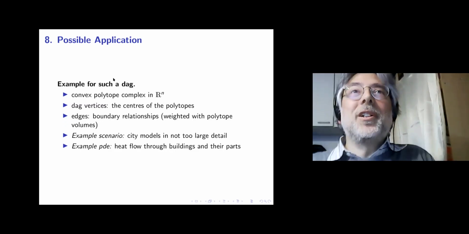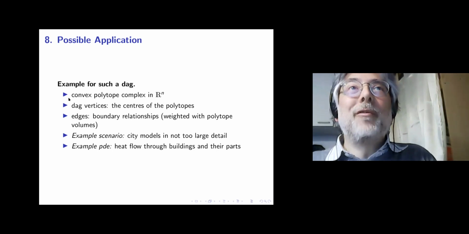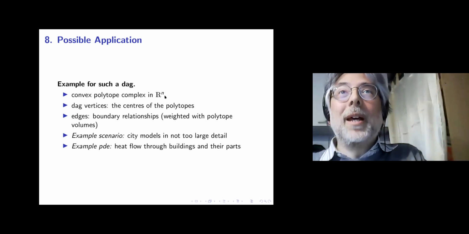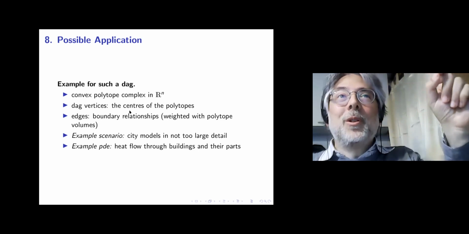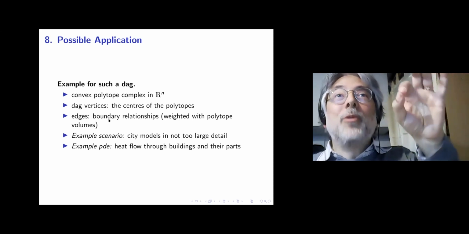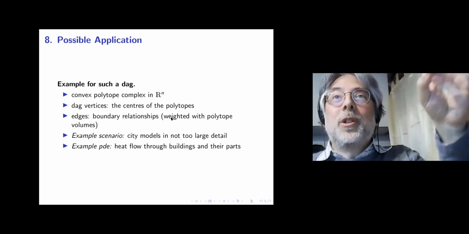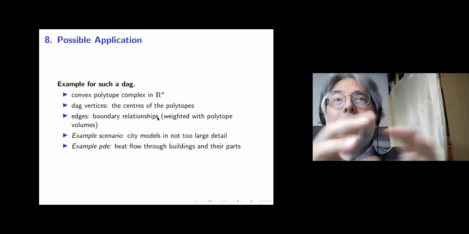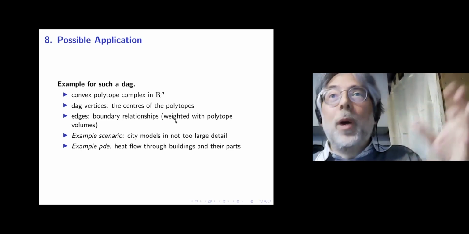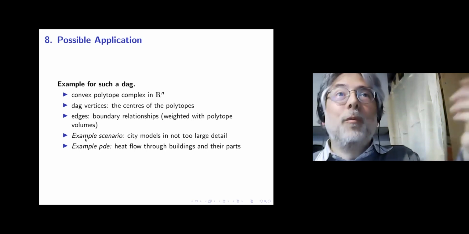An example for such a directed acyclic graph would be a convex polytope complex embedded in R to the n, and the vertices would be just the centers of the polytopes, and edges come from the boundary relationships, which are bounded by the next lower dimension of a polytope. And you can give them weights if you like with the polytope volumes or so.